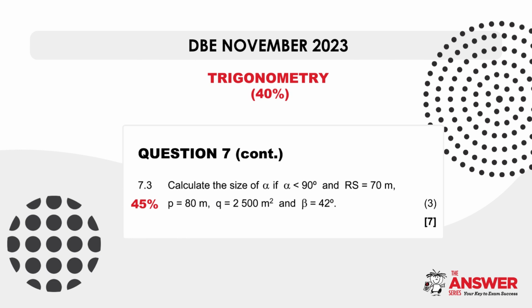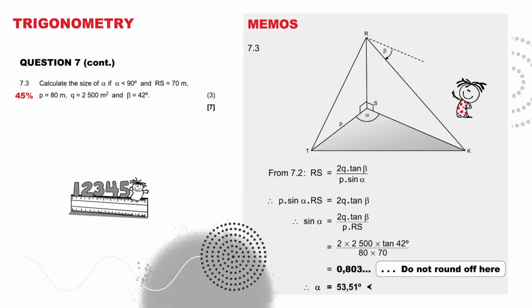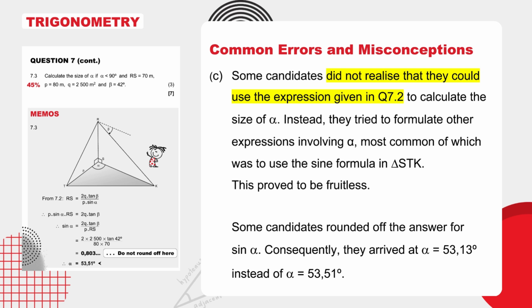Here is the last sub-question, question 7.3, which had a 45% average achievement. And here is its memo. You're welcome to pause to take a moment here too, if you wish. Let's look now at the common errors and misconceptions for this question.